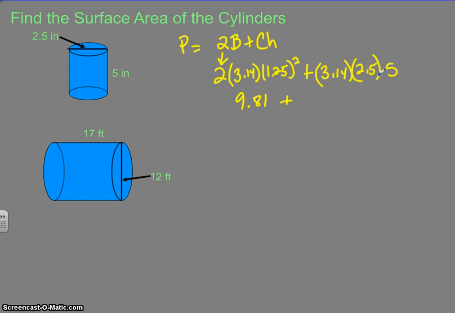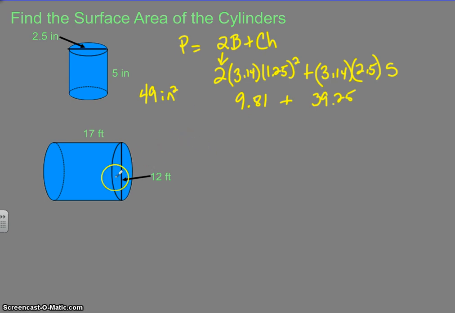Now here I'm going to multiply 3.14 times 2.5 times 5. And that gives me 39.25. Okay, so add that to 9.81 and we get 49.06. We're just going to round it to the nearest whole number. So 49 inches squared. Essentially all we're doing is plugging numbers in and solving.